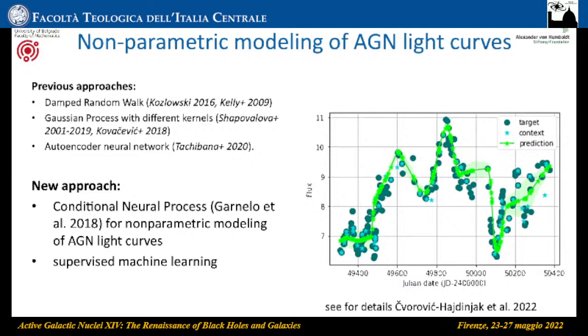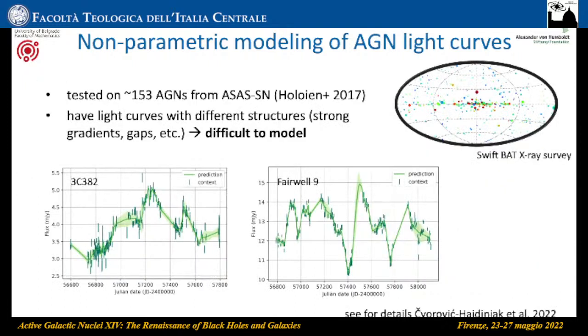And we tested this. The first tests were done in this paper on 150 light curves from the ASAS-SN survey. Basically, we wanted to have light curves of various types and shapes, with strong gradients like here, with gaps, and many difficult features to model with non-parametric models, but also with Gaussian processes or any other tool. And we were super surprised and very happy to see how this conditional neural process was quite a good tool to model these stochastic processes.